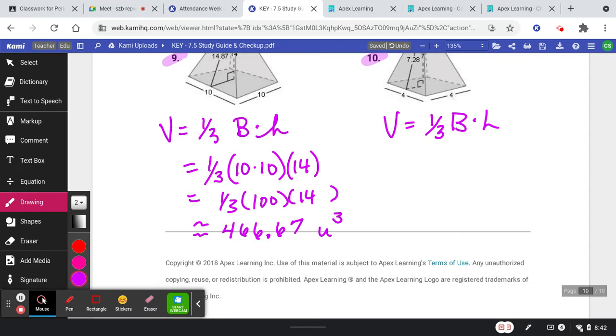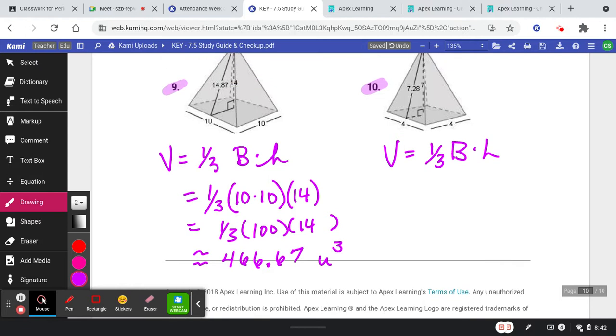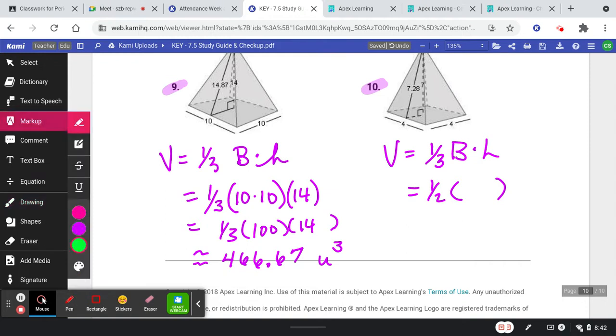All right, Justin, last one. Just like we just did on number 9, we're going to do a third of that area of the square base. So what's the base going to be? What times what? We're not going to use that slant height. That slant height is for the surface area formulas only. We're going to do the area of the base, that square on the bottom that's right here and right here, Justin.